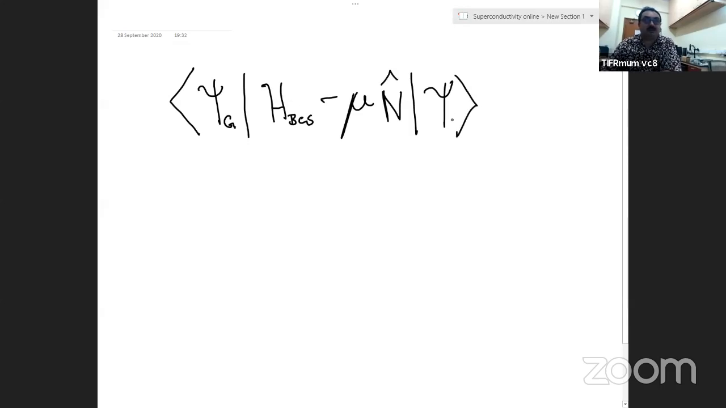I am dropping the BCS superscript on this. G means the BCS ground state wave function, so I will have to calculate this expectation value. Of course, we know that for a metal the chemical potential is the Fermi energy. So this is rather easy, because all that I will be doing is calculating the energy expectation value with respect to the Fermi energy.